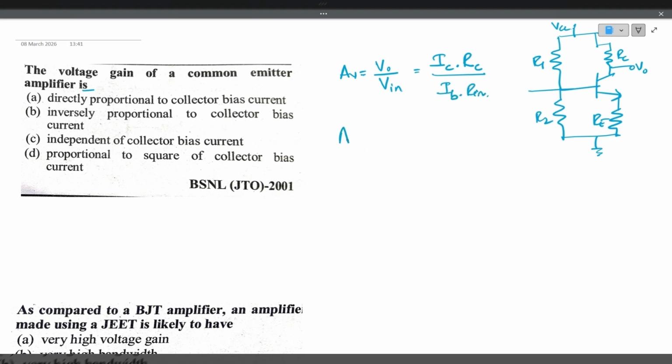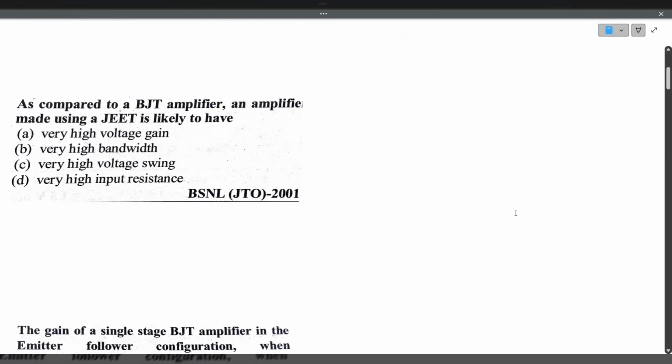So if you observe this formula, the voltage gain is directly proportional to the collector current. Let it be the collector bias current, or you can call it as a collector AC current, whatever it is. But the voltage gain is directly proportional to the collector bias current. So answer is option A. We'll see the next question.